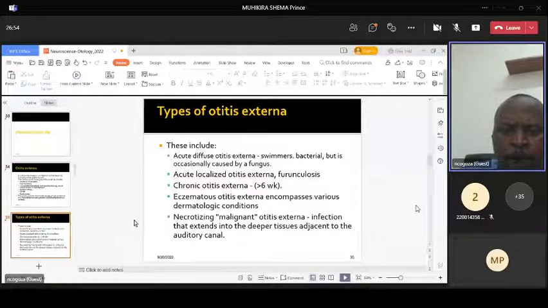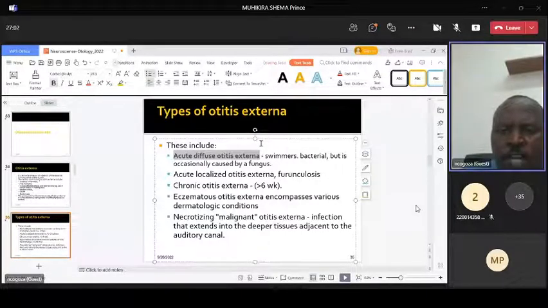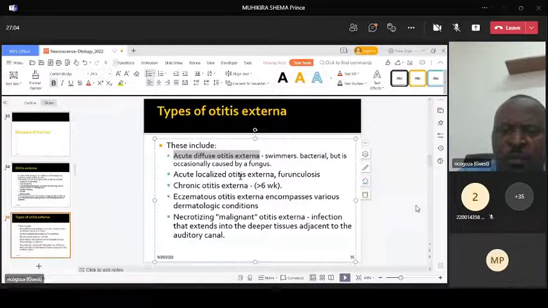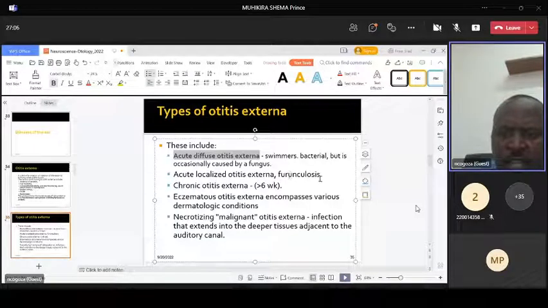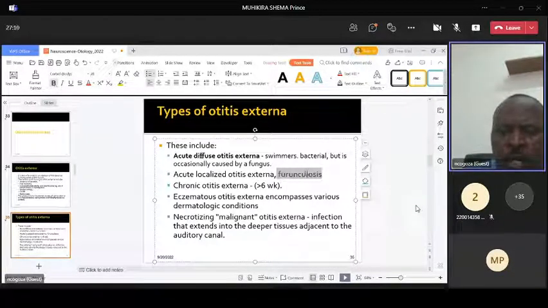So there are different types of otitis externa. It may be diffuse, especially with swimmers. It may be localized, just like a furuncle or a small abscess in the skin of the canal. It may be chronic.